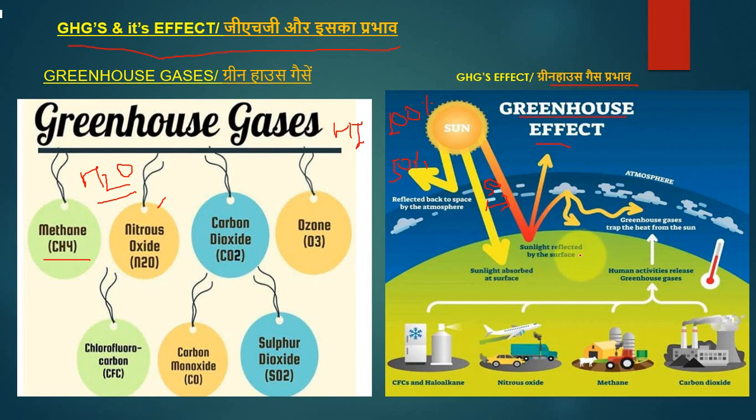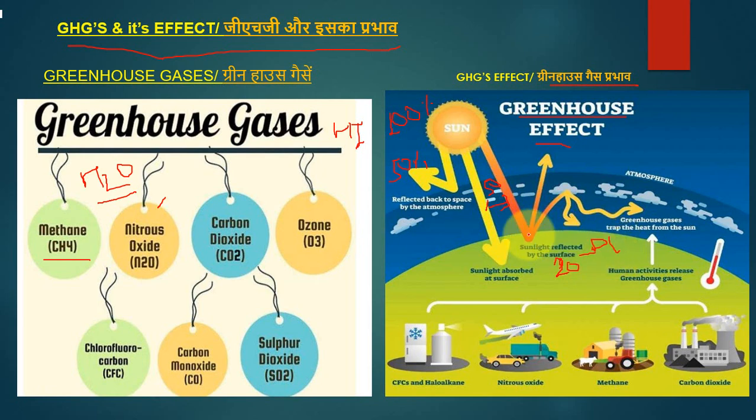Reflected by the surface means, let's suppose I'm just giving you approximate data, like 20% is reflected to the atmosphere or outer space by albedo. Albedo means ice. Albedo effect, friend. Albedo, ice, and so on, reflected.